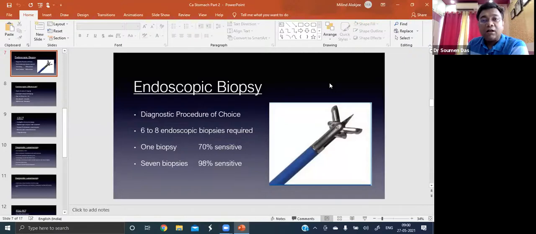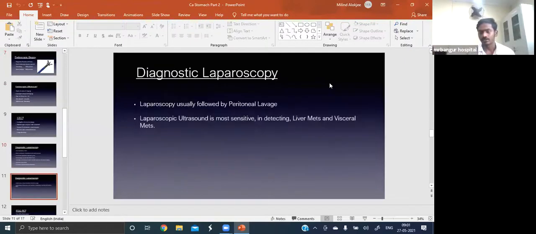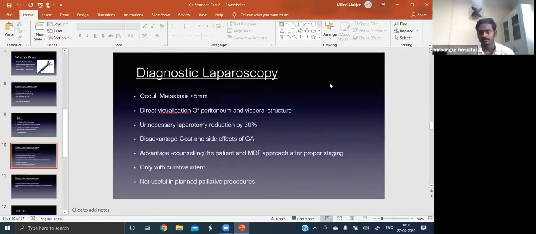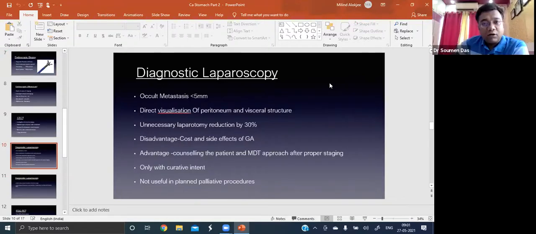Okay, and you have mentioned that diagnostic laparoscopy is from stage 2 onwards, you said? Sir, from T2N1, stage 2A. So this has been revised. Right now, the recommendation of diagnostic laparoscopy is almost in all cases except T1A lesion. So any lesion more than T1A will require a diagnostic laparoscopy.